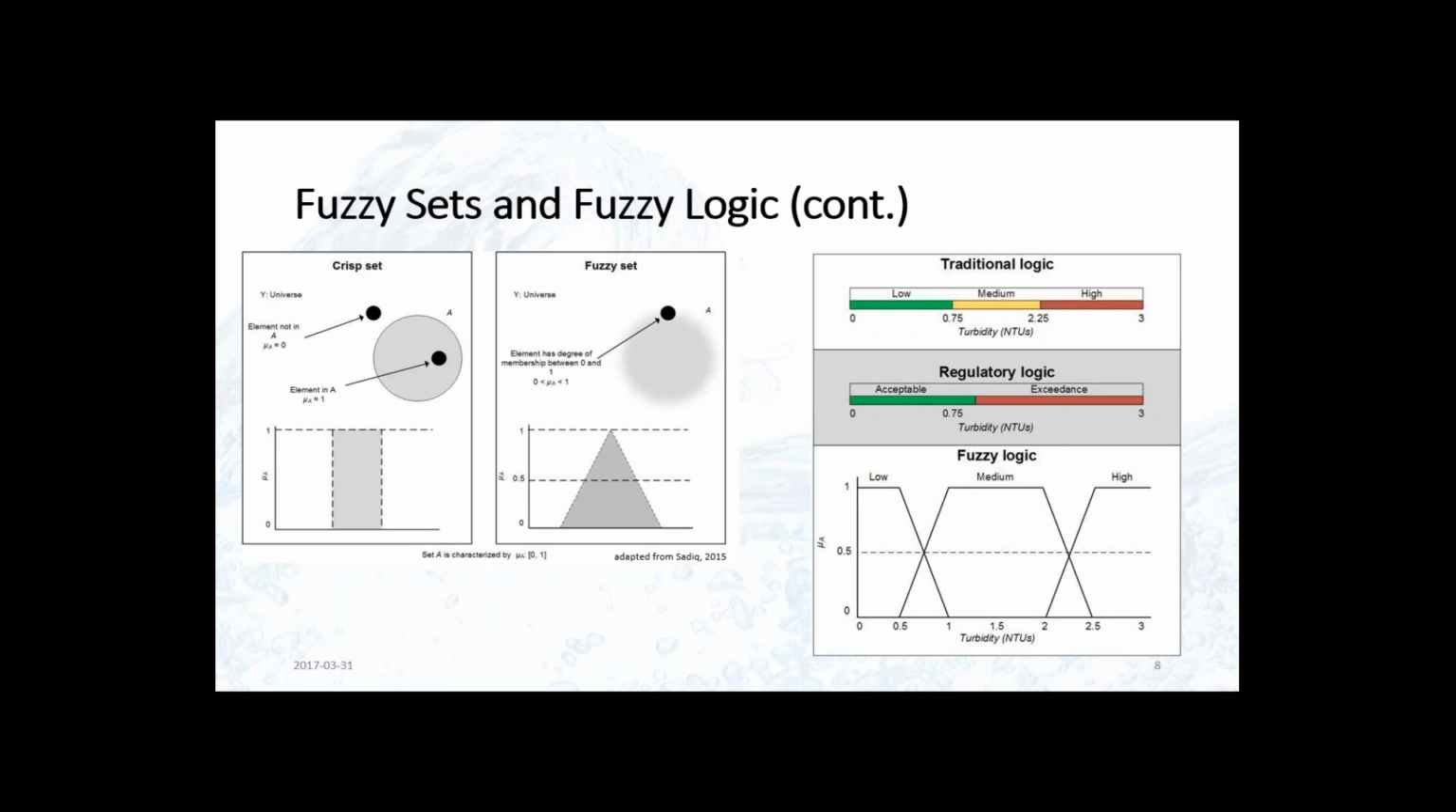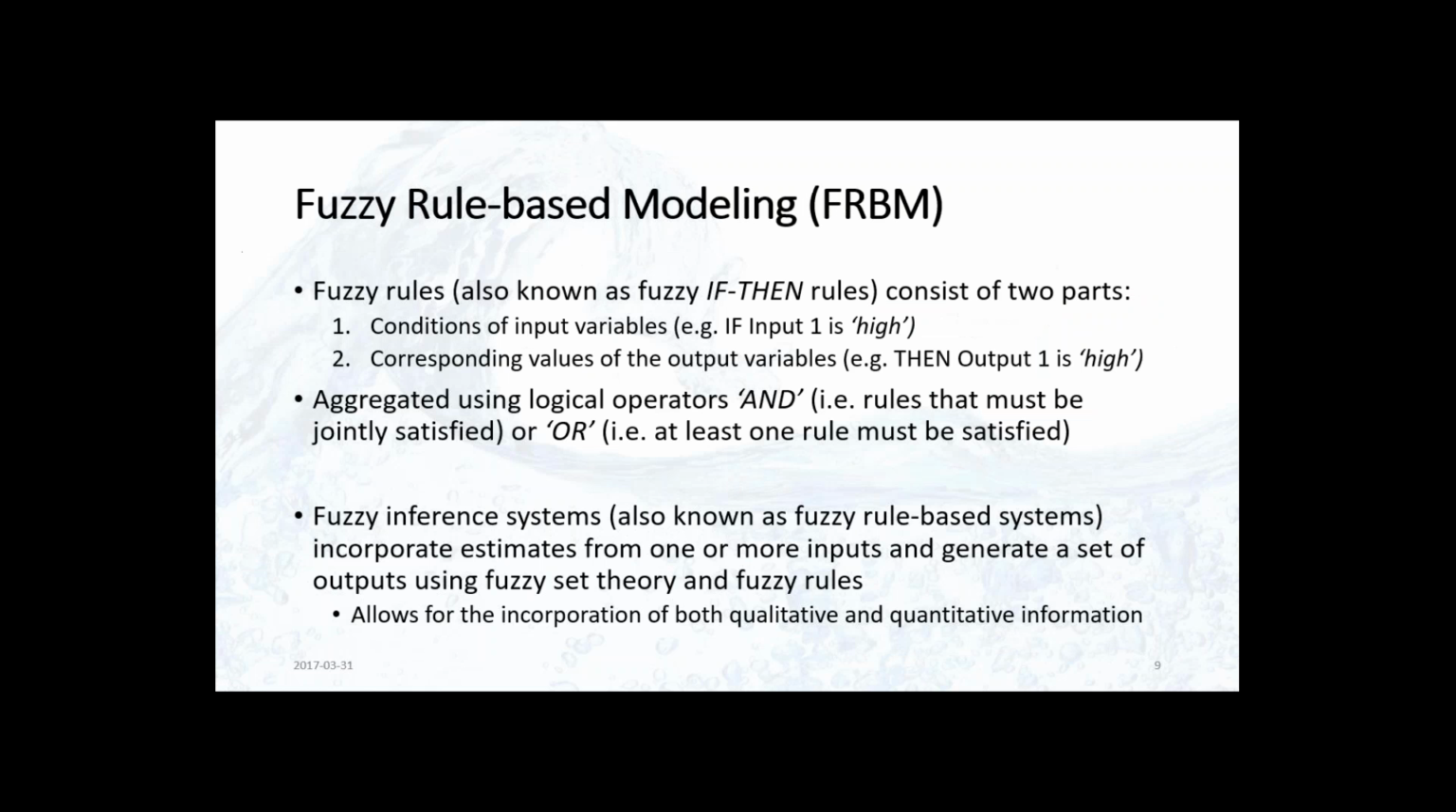And fuzzy logic takes it a step further by integrating degrees of certainty. It incorporates partial memberships when describing performance. For example, at 2.25 NTUs turbidity, risk has partial membership as both medium and high. So using fuzzy logic, we can build fuzzy rules, which from a simplified standpoint consist of input variables and corresponding values of outputs, and are aggregated using logical operators. By combining these rules into fuzzy inference systems, also known as fuzzy rule-based systems, we can incorporate multiple inputs to generate a fuzzy output using both qualitative and quantitative information.